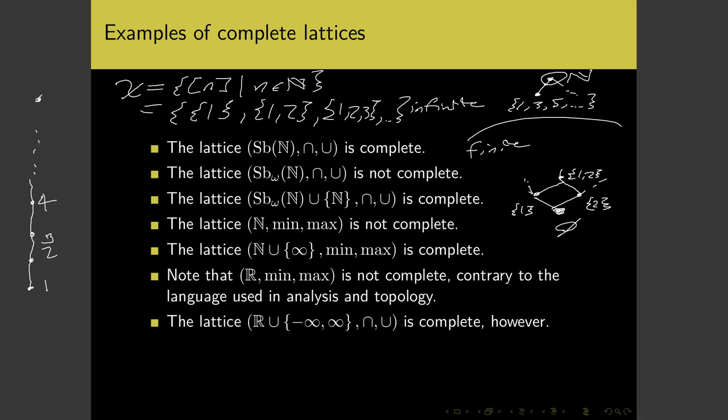However, if I stick on one more element called infinity, which is defined to be above everything else in the natural numbers that I already had before, then this new lattice is actually complete. And similar to our example over here, where we stuck on the natural numbers as our new top element, this element infinity will actually be the least upper bound of any infinite collection of elements of our original lattice here. Okay, so those examples were somewhat similar to each other.